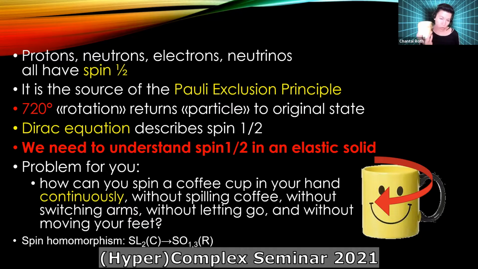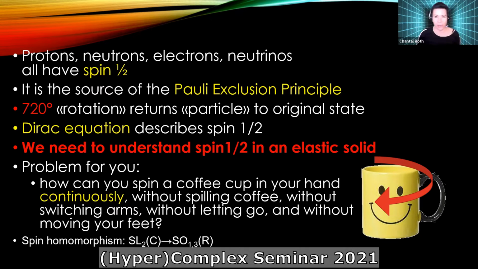So the goal is you take a cup and you rotate it continuously. You can't spill the coffee. You can't move your fingers. You can't switch arms. You can't get up either. So I don't know if I can do this here. The trick is, of course, you have to twist your arm a little. It's a little bit small space here. When you do this about 100 times, then in your head you can visualize. Oh, it's going better now. Okay, so this is spin 1/2.